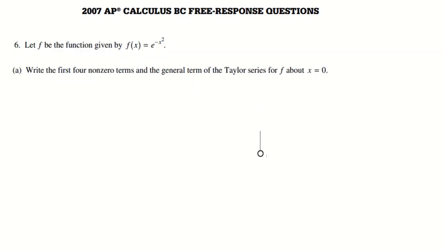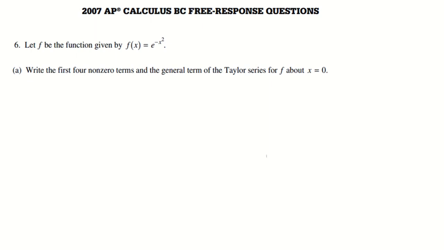Now, the last one I want to work with you is from 2007. This is a good one, because it's got something different from what else I've done in this video. So it's got the known Maclaurin series, e to the x. We're going to use that to write the first four non-zero terms and the general term of the Taylor series for e to the negative x squared around x equals 0.